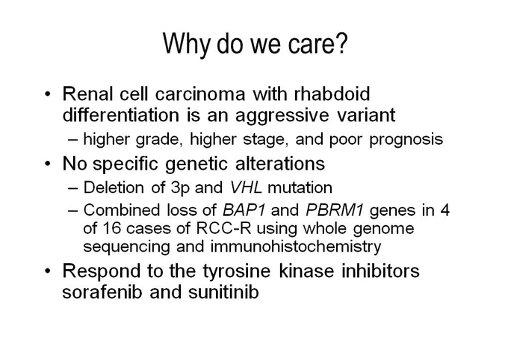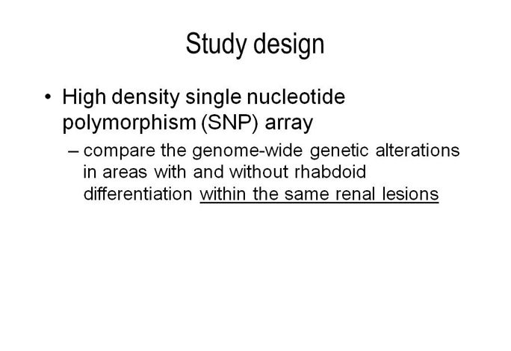So there's a deletion of 3p and VHL mutation. There's a combined loss of BAP1. BAP1 is a gene which was found in uveal melanoma as well. So it seems more like a generic gene which is involved in other types of cancers. And based on the findings, we see that these patients respond to tyrosine kinase inhibitors such as sorafenib and sunitinib.